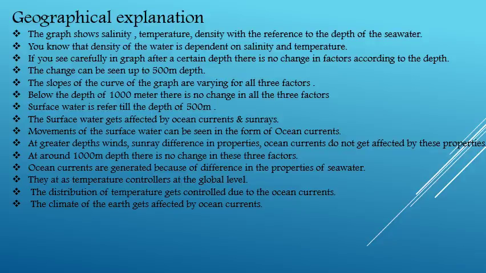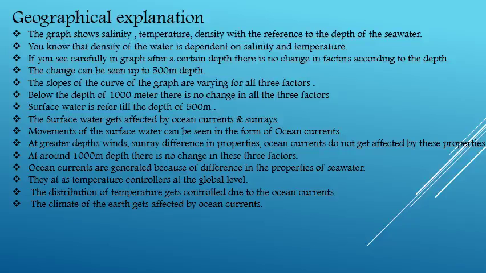Children, as we have seen the graph and we have answered few questions based on the graph, you have seen the three different forms of the graph, the temperature, salinity and density. So here is a geographical explanation related to the graph about the temperature, density and salinity. The graph shows salinity, temperature, density with reference to the depth of the sea water. You know that density of the water is dependent on salinity and temperature. If you see carefully in the graph, after a certain depth, there is no change in the factors according to the depth. The change can be seen up to 500 meters depth only.